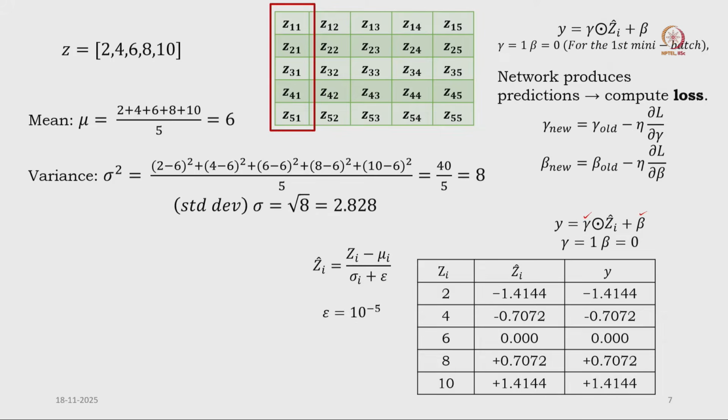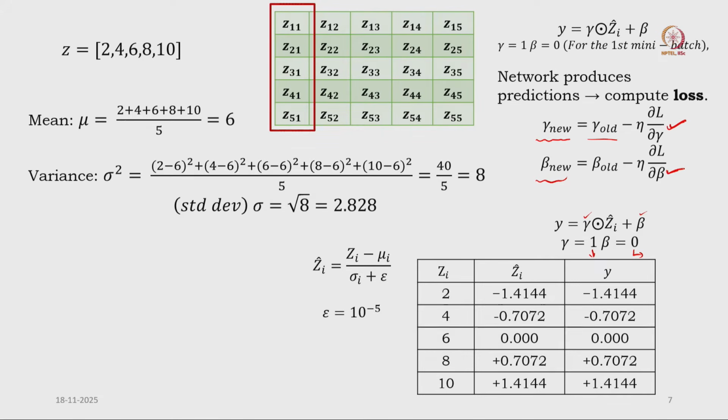How will you update this? What is the weight updation formula? W new is equal to W old minus learning rate times the derivative of loss with respect to the weight. The same is applied here also. Look at the way that we are updating gamma and beta. It is gamma new is gamma old minus learning rate times the derivative of loss with respect to gamma. Similarly for beta. For the second mini batch, you will once again go through all the steps, but this time gamma will not be 1 and beta will not be 0. You are going to update this.